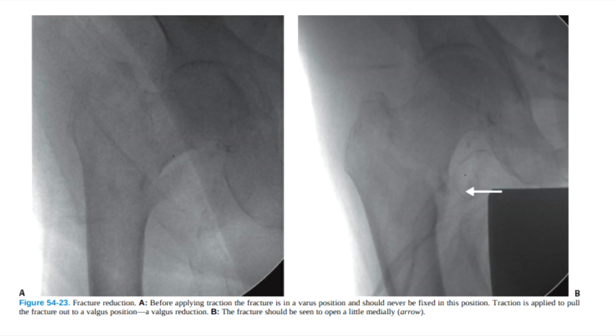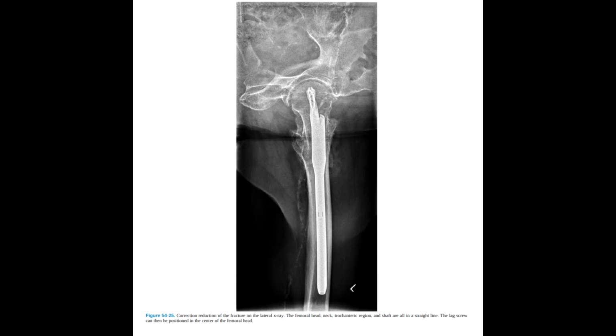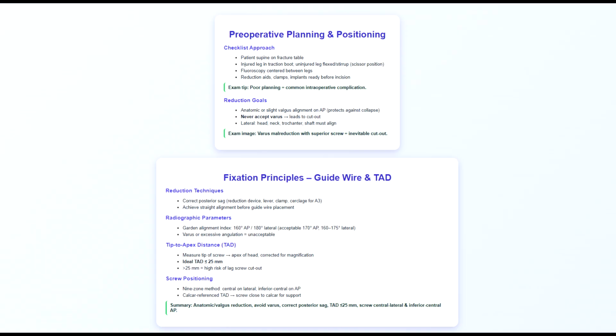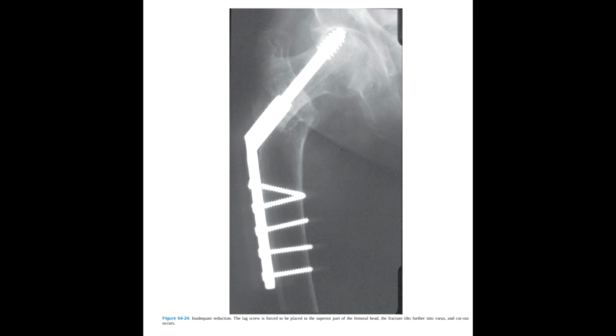On the lateral radiograph, reduction must ensure that the head, neck, trochanteric region, and shaft align in a straight line, as shown in Figure 54-25. Any anterior or posterior translation must be corrected, otherwise excessive collapse or delayed healing may result. Figure 54-24 illustrates an inadequate reduction, where the lag screw was forced into a superior position in the femoral head due to varus malreduction, inevitably leading to cutout. This is a classic exam image.